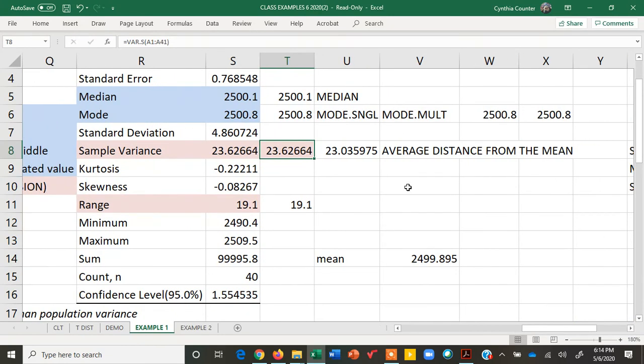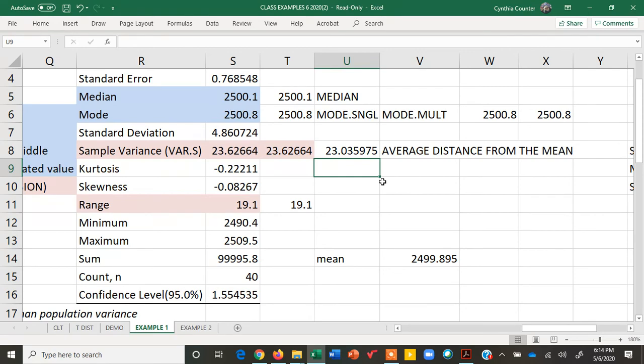I'm using up a lot of space here, and that'll get confusing. So, how about this? Let's do it here. So this is going to be VAR.S, sample variance. Okay, that's the formula. Sample variance. We're not going to be using VAR.P in this class because we're only going to be working with sample data.